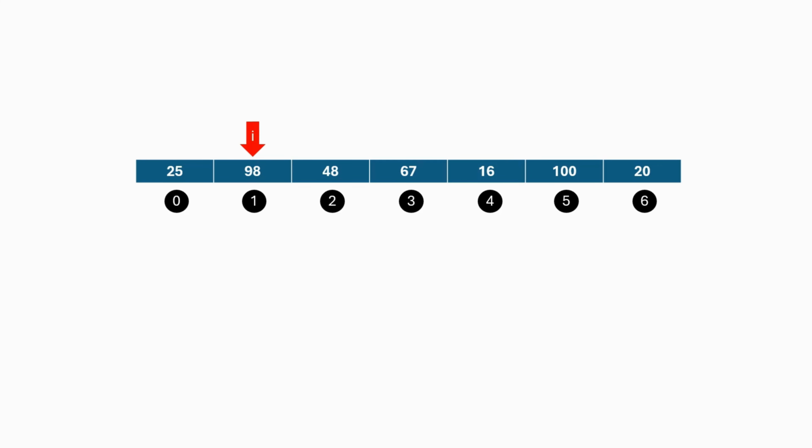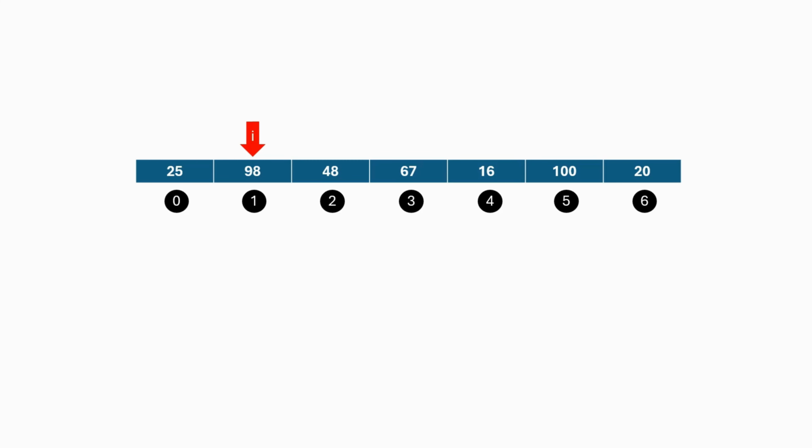So we will see if 25 is smaller than 98. If it is, then we will store 25 in smallest. 98 is not smaller than 25, so we will loop through. Is 25 smaller than 48? So our I will move on to 48, and it will check if 25 is smaller than 48. No, it is not, so it will move one step.